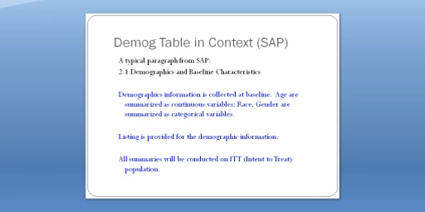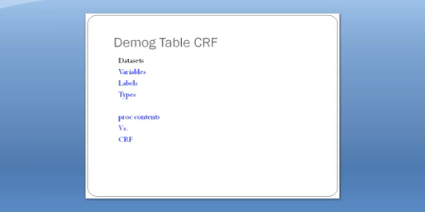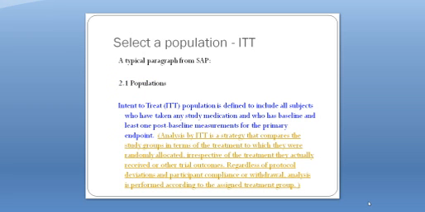Well, the ITT population is usually defined in the SAP. If you look at the slides, slide number 15, you see the ITT population is so-called intent to treat. It is defined to include all subjects who have taken any study medication and who had baseline and at least one post-baseline measurement for the primary endpoint.